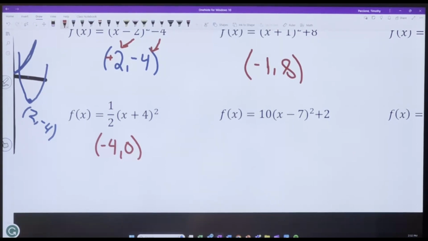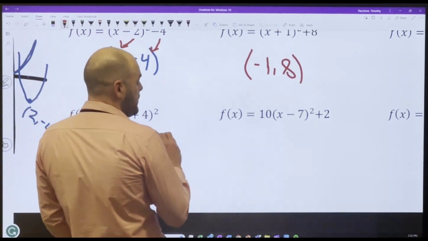No? Okay. Wait, I have to tell you what happened? Yeah. Why is it negative 4, 0? So inside it's plus 4, and outside there's nothing, so we can't go either up or down, so it's 0. Good. What if I told you there was something outside?